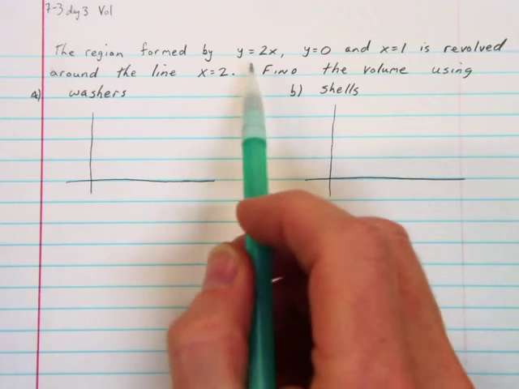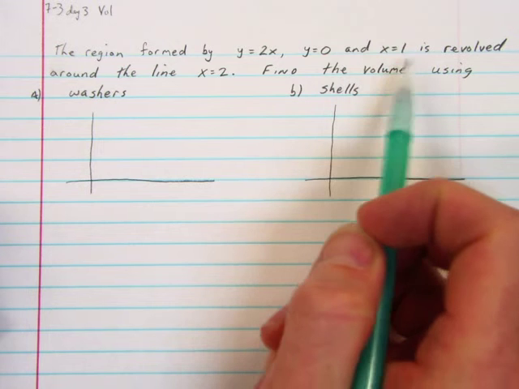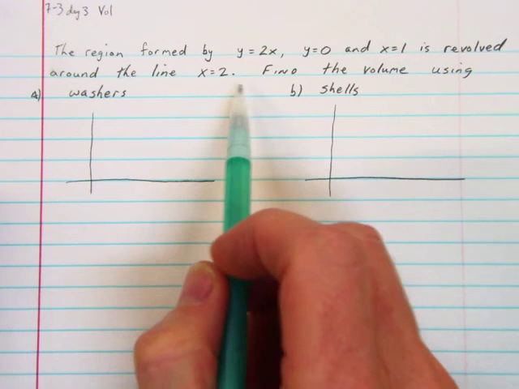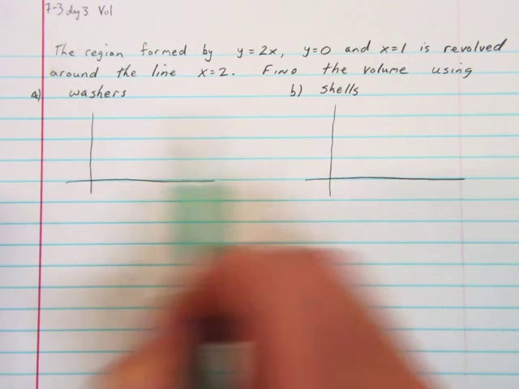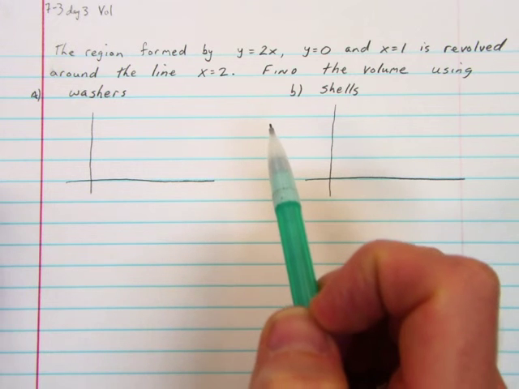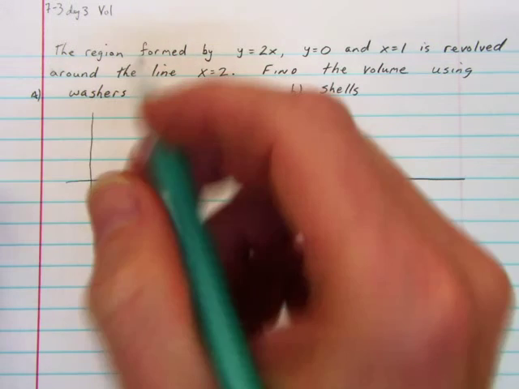The region formed by y equals 2x, y equals 0, and x equals 1 is revolved around the line x equals 2. Find the volume using washers and shells. Now that we have both methods, let's see how they work here.